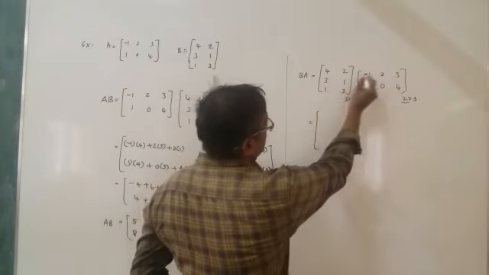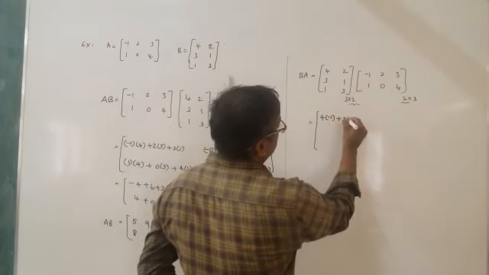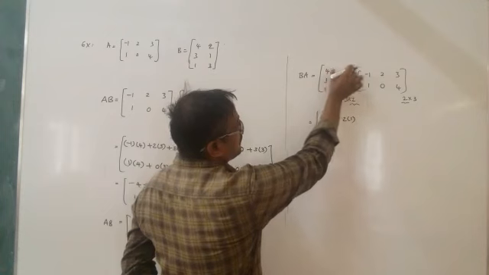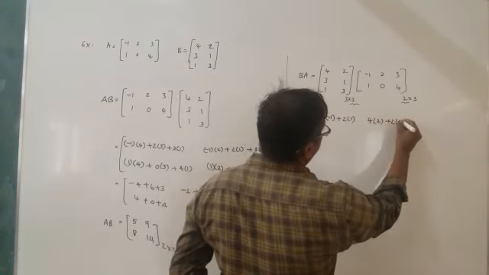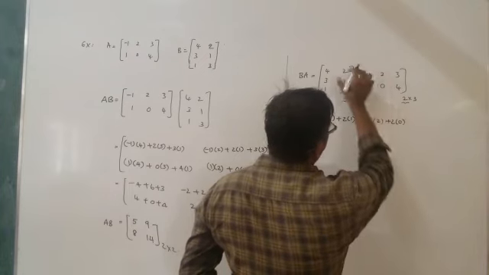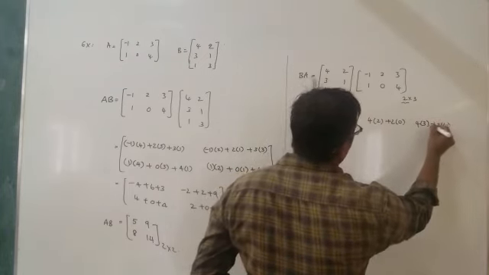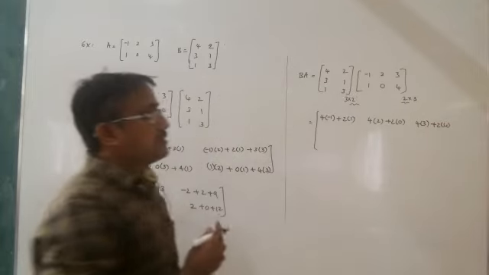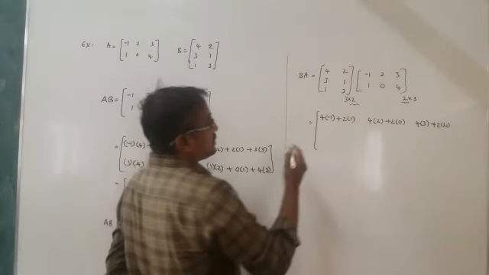See this, first row into first column. So 4 into minus 1 plus 2 into 1. First row into second column: 4 into 2 plus 2 into 0. First row into third column: 4 into 3 plus 2 into 4. That completes the columns. Now second row into first column.